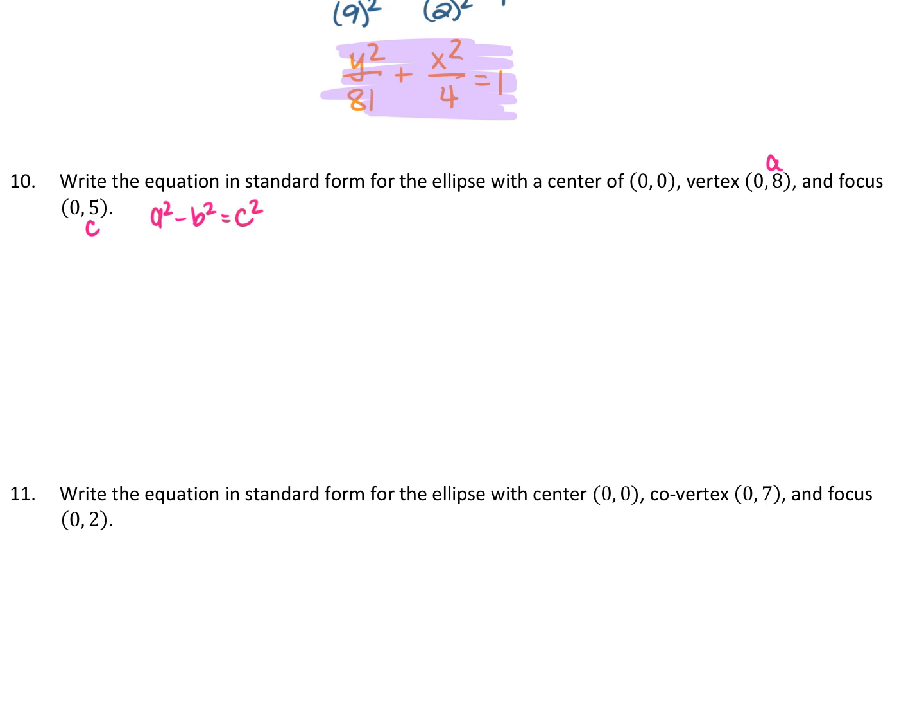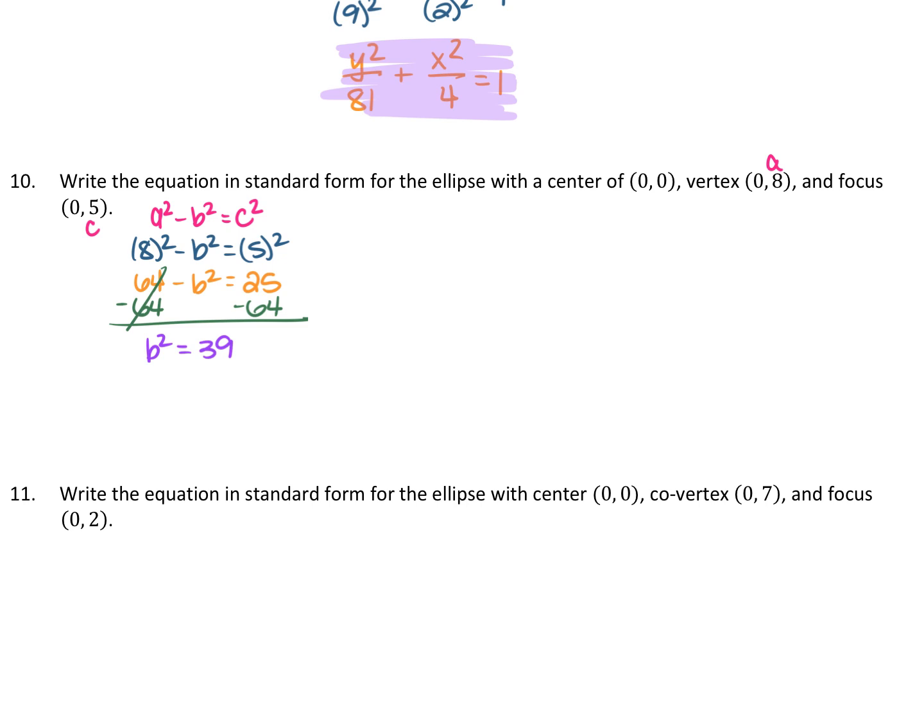We plug these values in. We're going to have 8 squared minus B squared is equal to 5 squared. That 8 squared is 64 minus B squared is equal to 25. We're going to subtract the 64 over. So we are going to have that B squared is equal to 39. So instead of finding what B is and saying that it's the square root of 39, I'm going to use B squared is equal to 39 and just plug that into our formula.